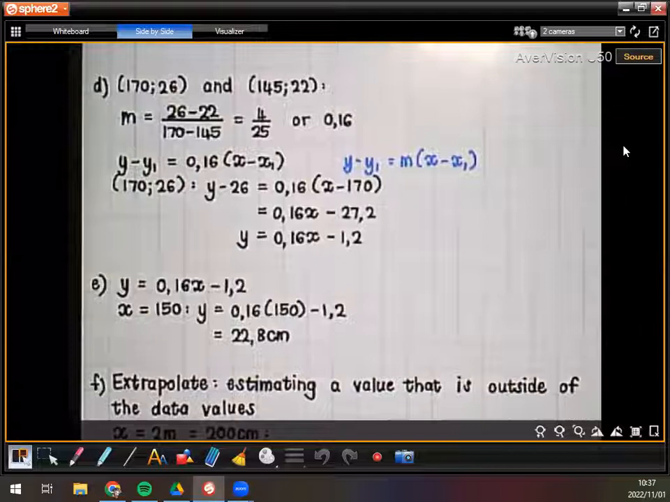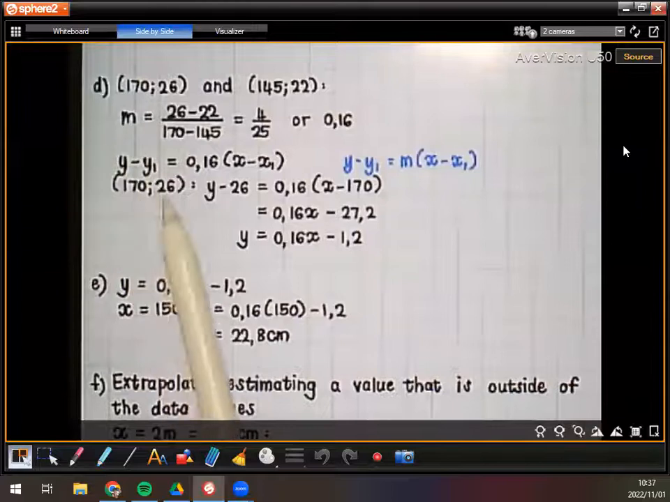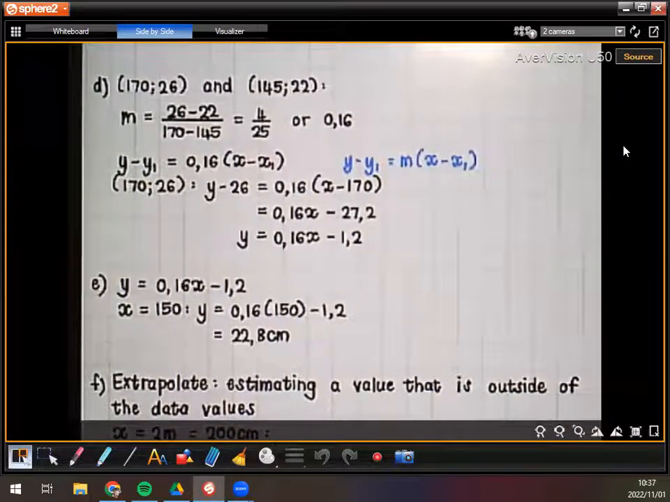If you're not sure if yours is correct, just come show me afterwards and I'll check. But you have to have those steps, guys. You have to identify 2 points, find the gradient, then sub in one of your 2 points, and then make y the subject. So your steps have to be the same, your values will be different, right?